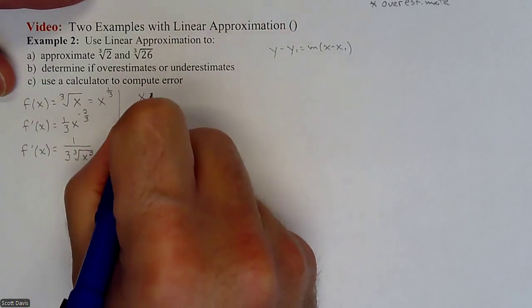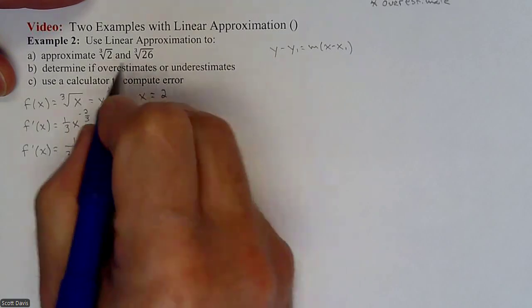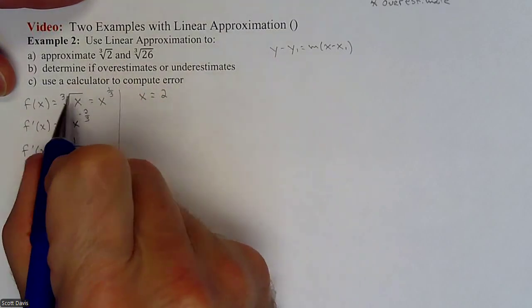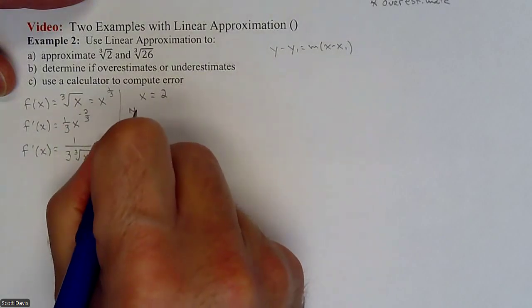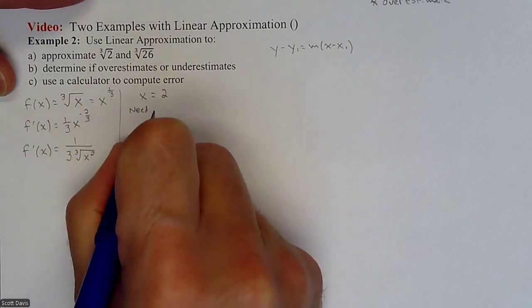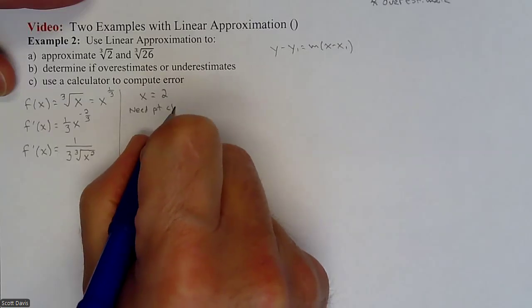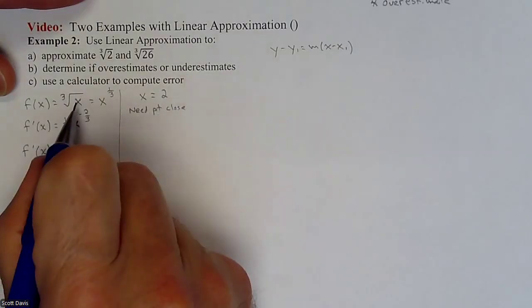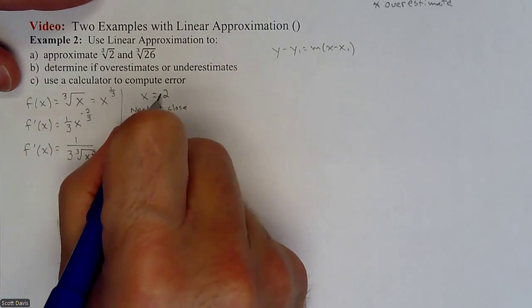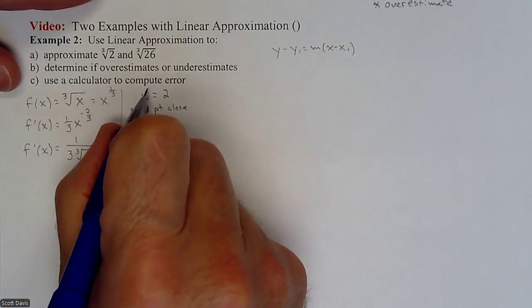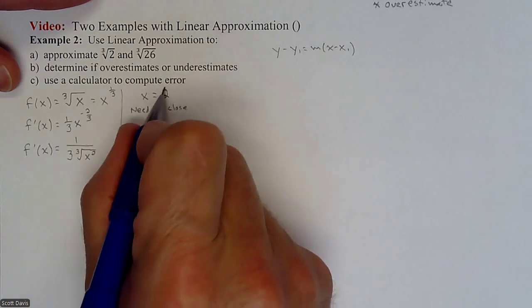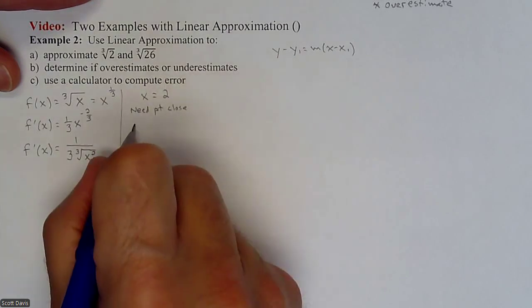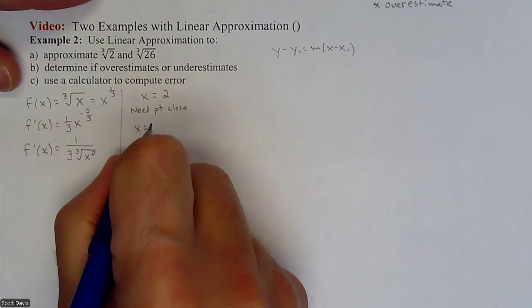So if we start off with 2, we're going to cube root the 2. If I were to plug it in, we'd be cube rooting 2. So what I need is a point that's close. And I don't need any point. I need a point that I can actually do the cube root of nicely. So I could either do the cube root of 1 or the cube root of 8. Those are going to be my perfect cubes, but I want to pick the one that's closest. So I'm going to use 1.